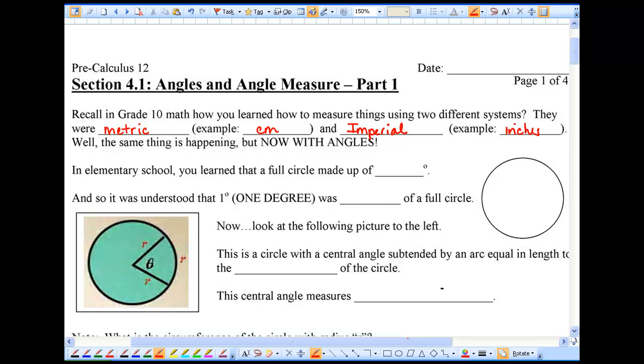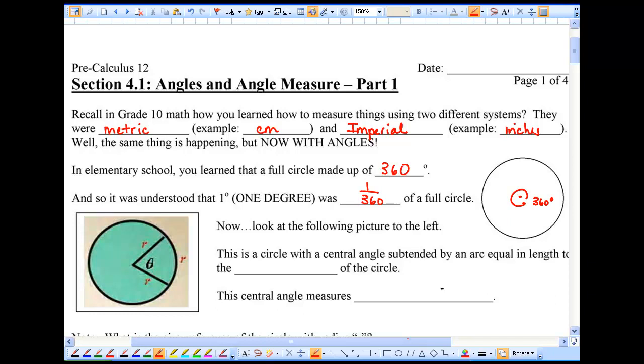So remember how we were measuring lengths, and we can use centimeters and inches? If you're not too sure, just look at your ruler, right? A lot of times your ruler has both. Well, we're going to do the same thing now with angles. In elementary school, you learned that a full circle is made up of 360 degrees. So we use degrees to measure angles. And it was understood that 1 degree was really just 1/360th of a full circle.